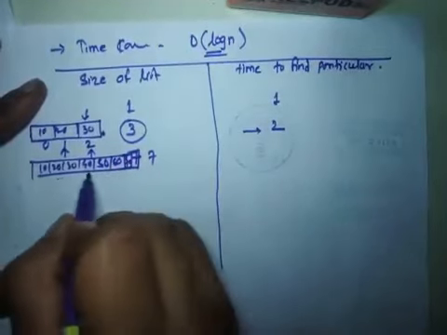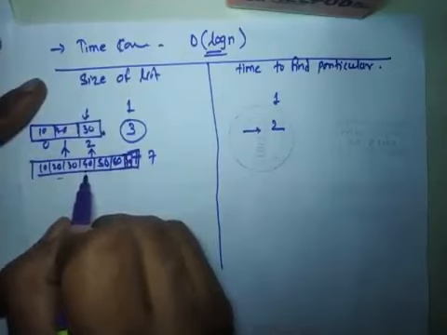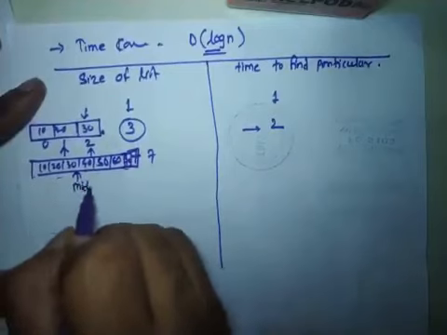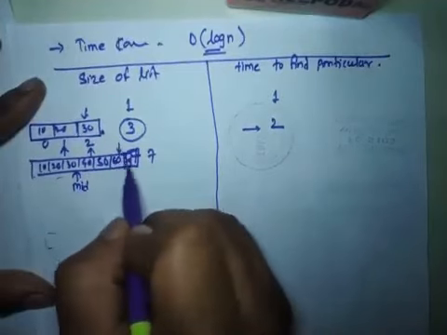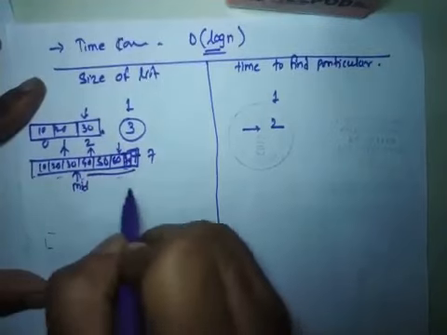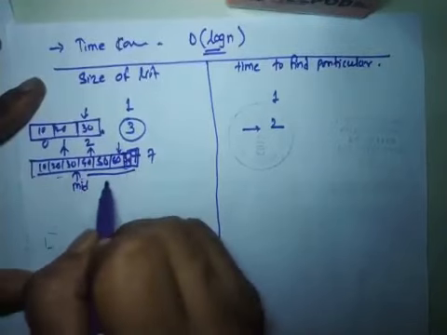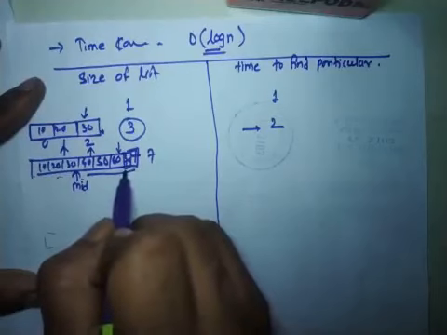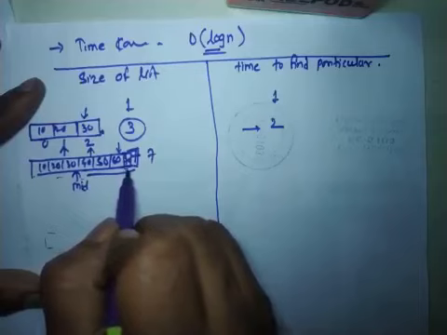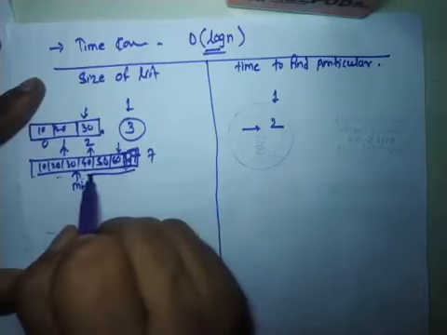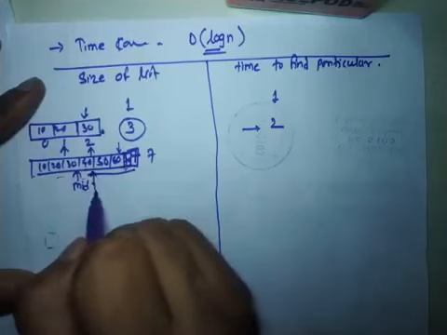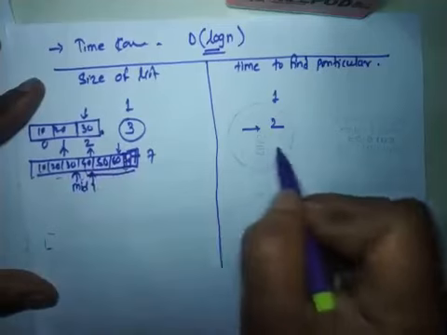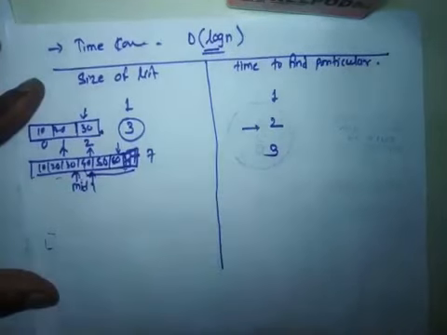But for 7 elements, how many? Initially it will find the half portion, so this will be your mid. Then suppose I am looking for 60, so it will search this half portion. Again we find another mid: 0 1 2 ... 2 plus 6, that is 8, divided by 2, that is 4. So the new mid is this. Again we look at this. How many times is it iterating? Only 3 times.